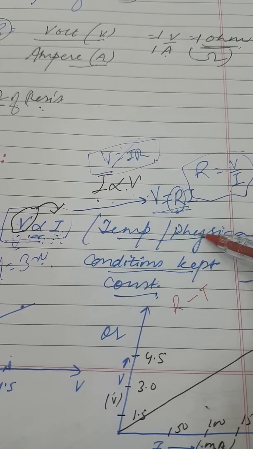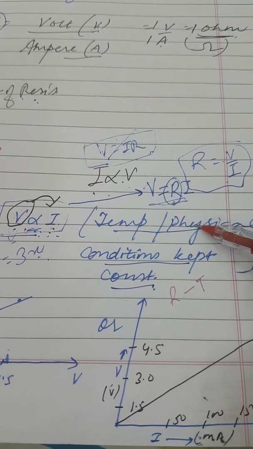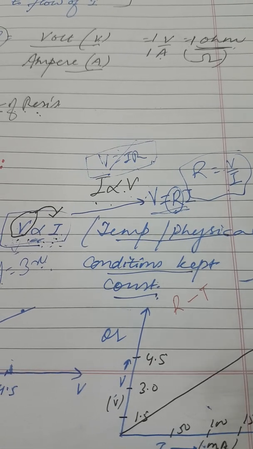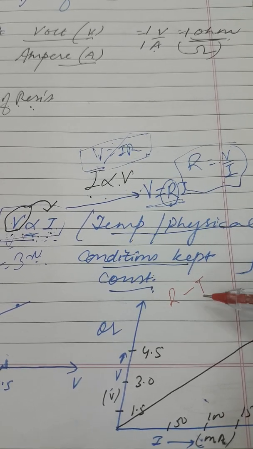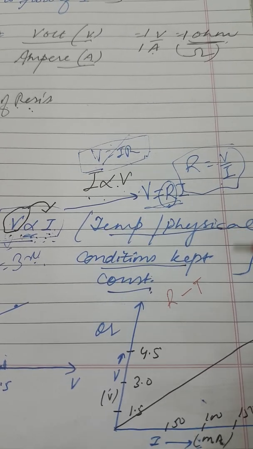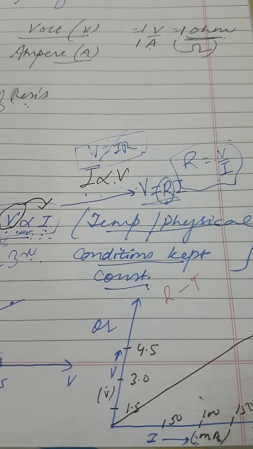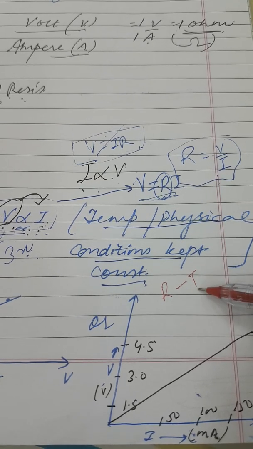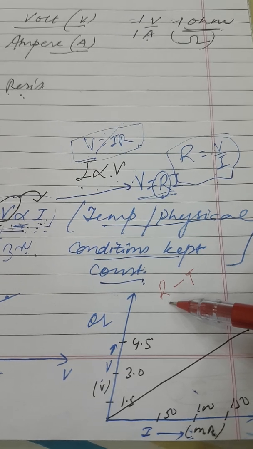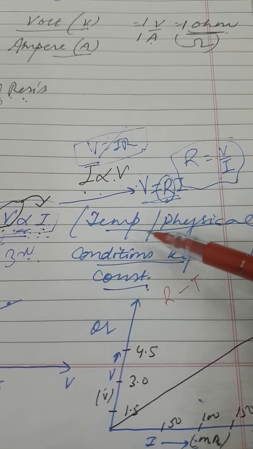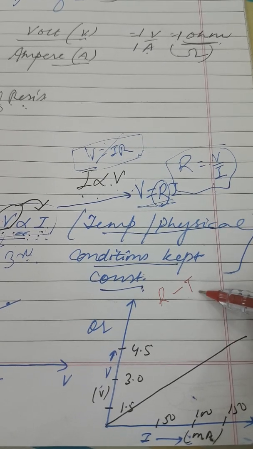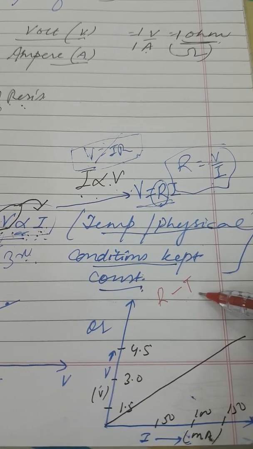Why have we written this? Because there are some conditions, some devices, that show somewhat abnormal behavior as you keep on increasing temperature. Metals, non-metals, insulators and semiconductors all have different behavior as you change temperature. Their resistance keeps on changing. That is why Ohm's law is applicable only under restricted conditions, only when temperature is kept constant.